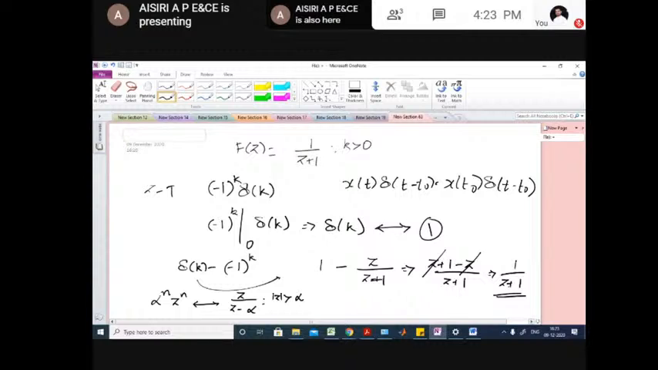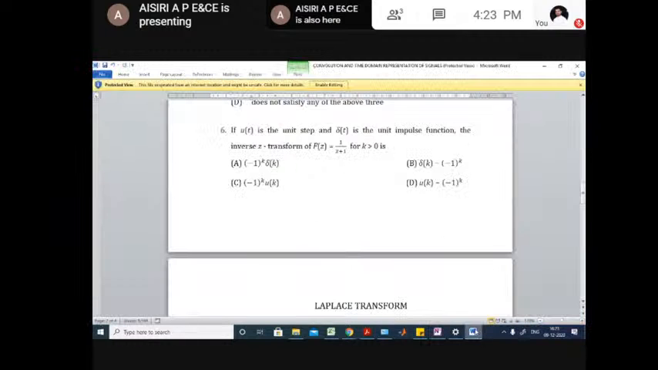Okay, let's go for the next problem. That's about some of the problems in z transform.